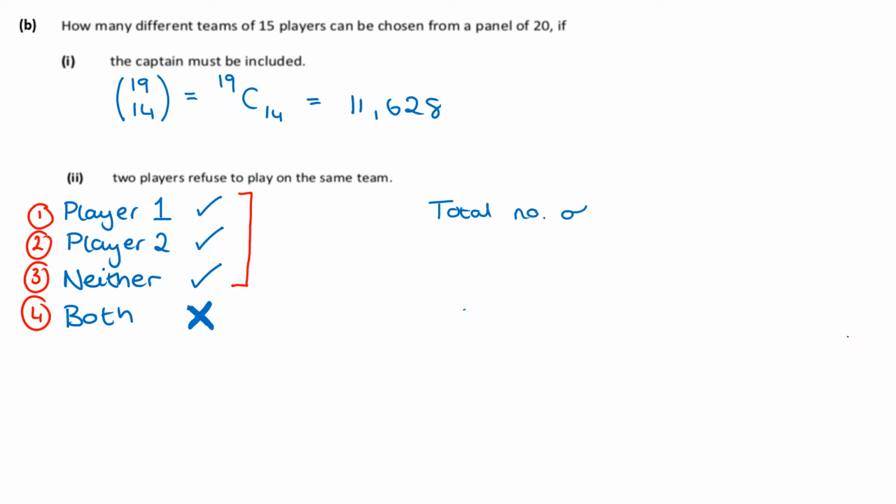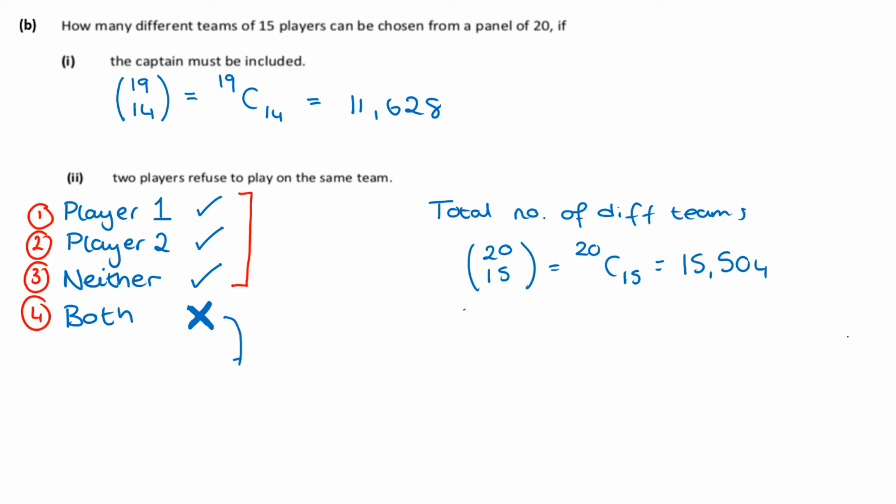The total number of different teams that there could be with no restrictions is just going to be 20 choose 15, which is 20C15, which works out as 15,504. And then if we work out, well, how many scenarios have both of these players? Well, just like we did with the captain, if they're both on it, we only have a panel of 18 and they're both on the team, so we're not choosing 15 players, we're only choosing 13. So that is 18C13, which is 8,568.